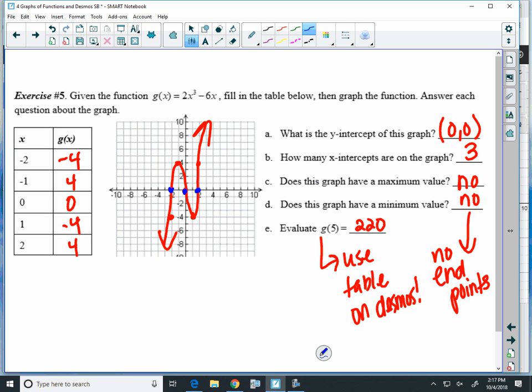Local means ones that you can see on the graph. Here, we can see a minimum and maximum that's local, but we're going to talk about those later in the year. For right now, we're just going to focus on overall minimum and maximum. Does that make sense? Yeah? Okay. Let's keep moving here.